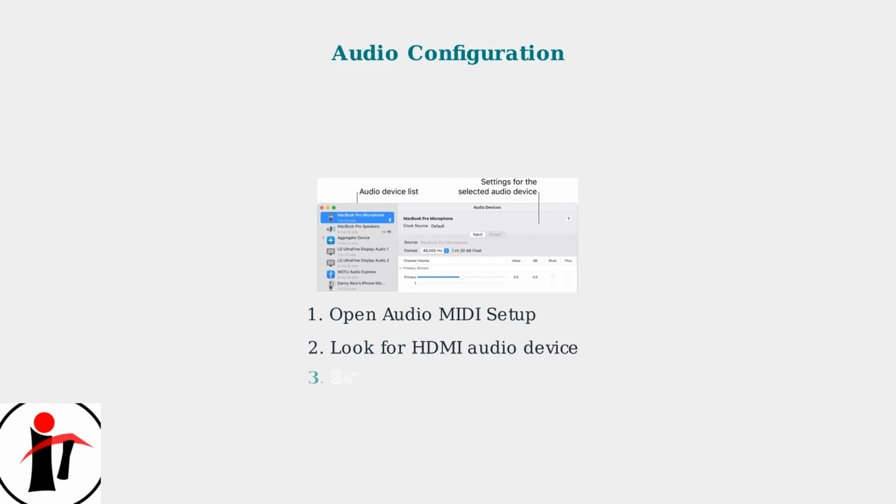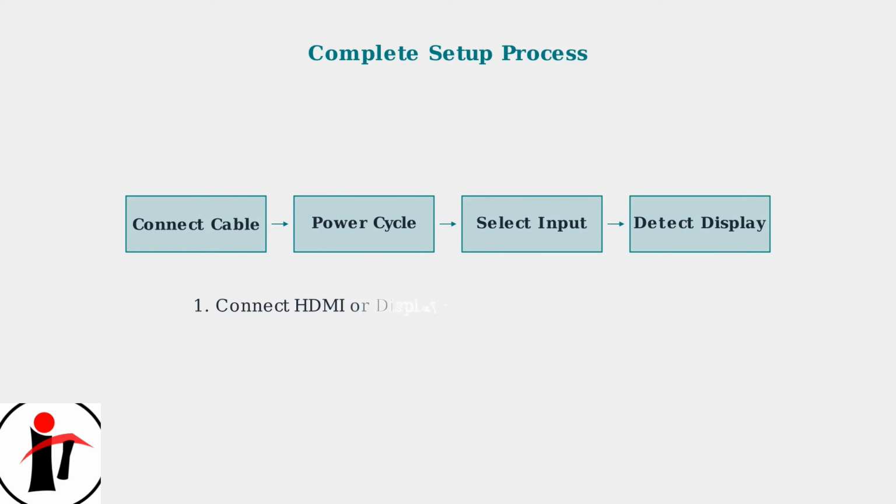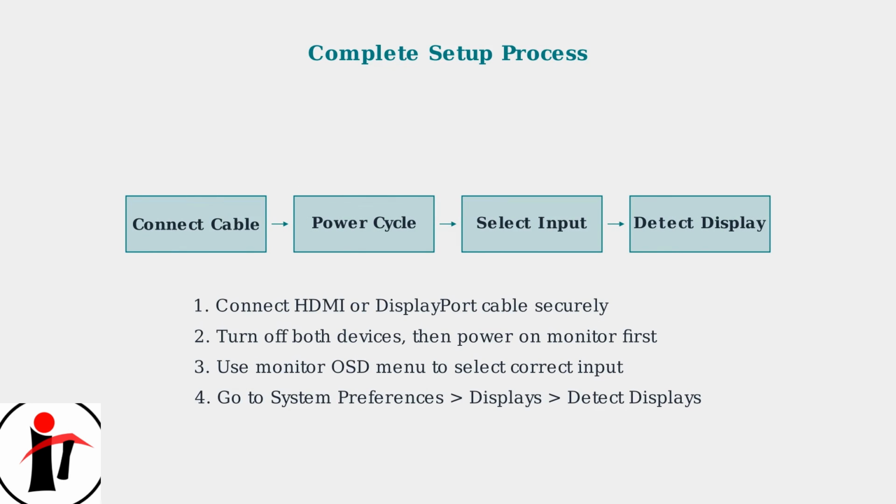If your monitor has built-in speakers and you're using HDMI, you may need to configure audio settings. Check Audio MIDI Setup and System Preferences to ensure your monitor is selected as the audio output device. For a fresh setup, follow this sequence. Connect your cable, power cycle both devices with the monitor first, select the correct input source on your monitor, then use macOS to detect the display. This systematic approach resolves most compatibility issues.